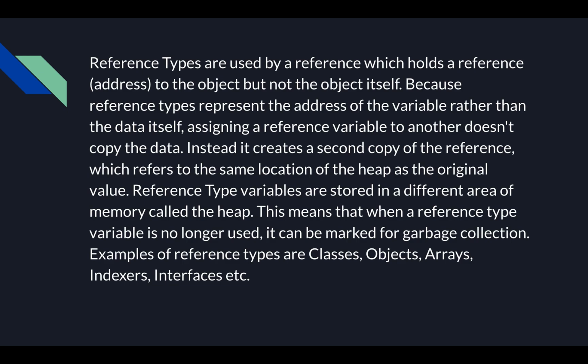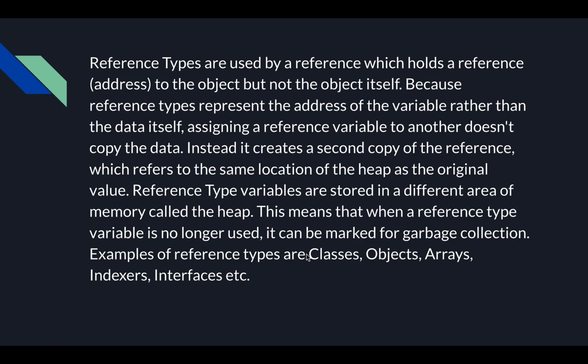Instead, it creates a second copy of the reference, which refers to the same location of the heap as the original value, the same location of the heap. So whenever any data is modified in some part of the code, the original value is also modified, because it contains the address of the same copy of the data, the original data.